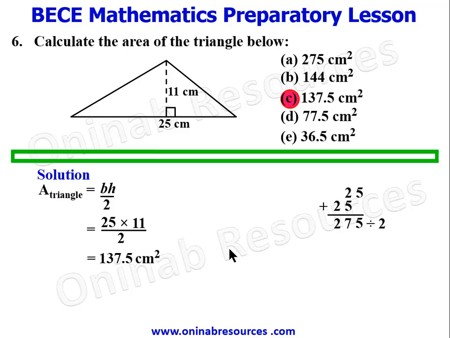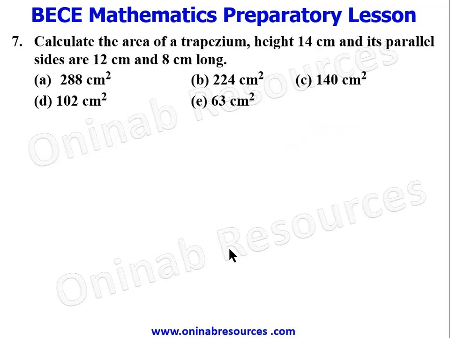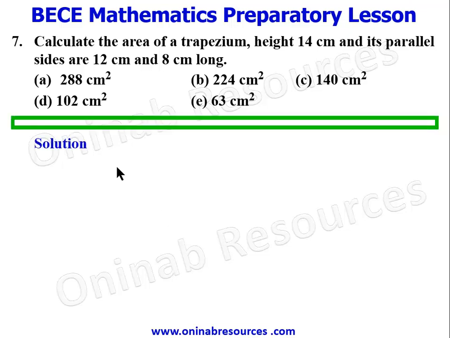So we now go ahead to problem 7. Calculate the area of a trapezium, height 14 centimeters, and its parallel sides are 12 centimeters and 8 centimeters long. In our solution, we are going to state the area of a trapezium. The area of a trapezium is (A plus B) times height divided by 2. A and B are the parallel sides, and the height is 14 centimeters.